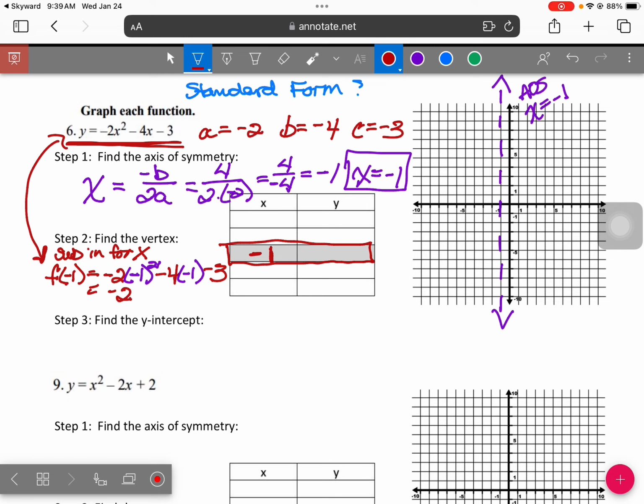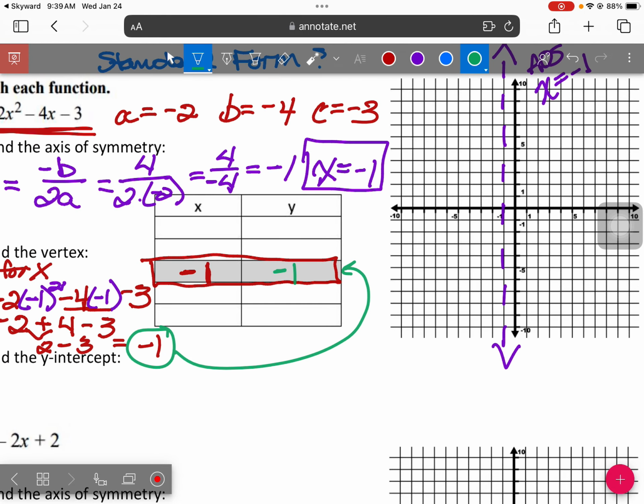What is -1 times -4? -1 times -4 is +4, minus 3. Do I add or subtract? Well, they happen at the same time. You look at it from left to right. So -2 plus 4 is 2, and 2 minus 3 is -1. So this -1 is the y coordinate of the vertex. So (-1, -1) is my vertex right there.